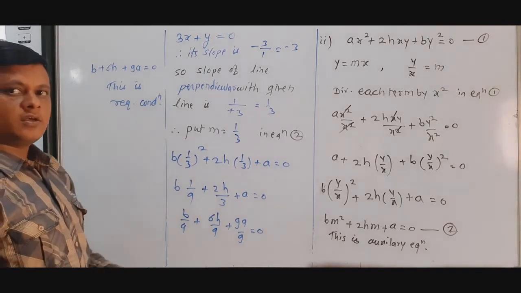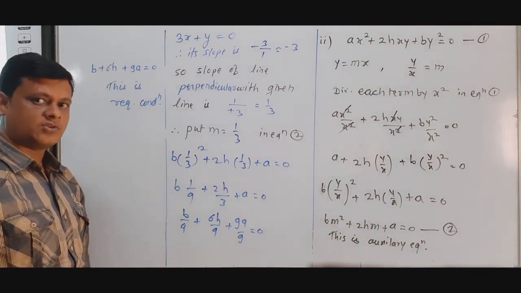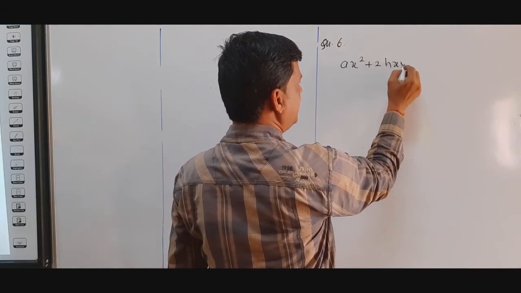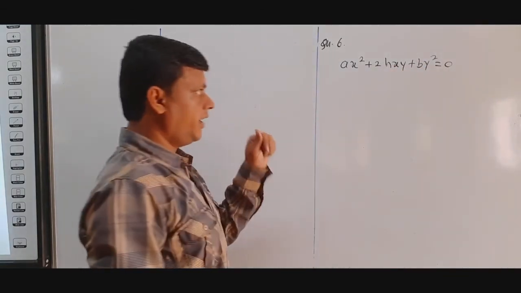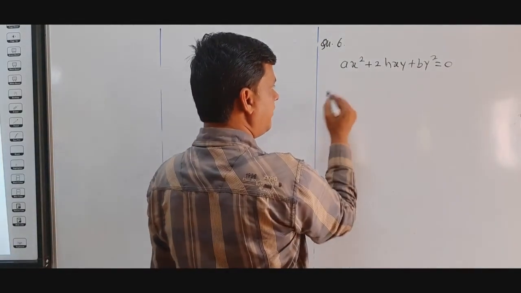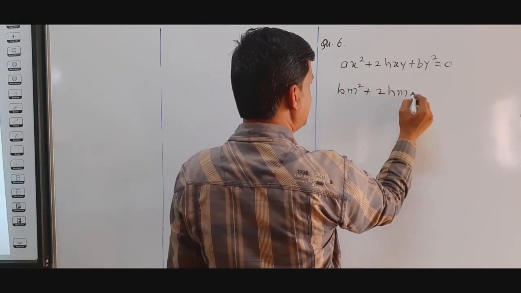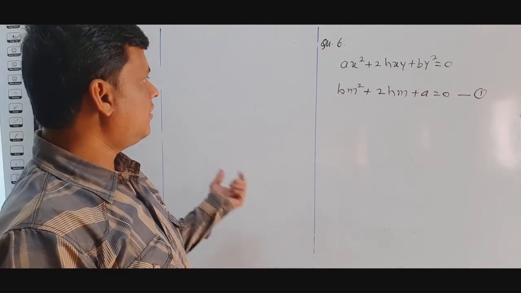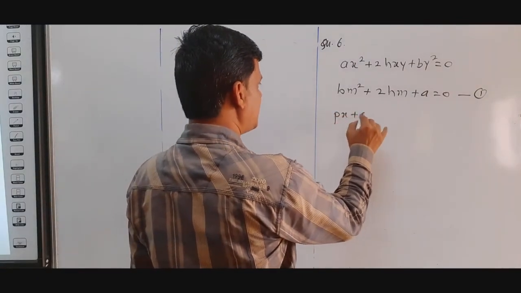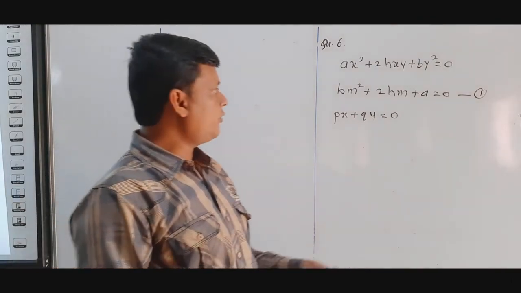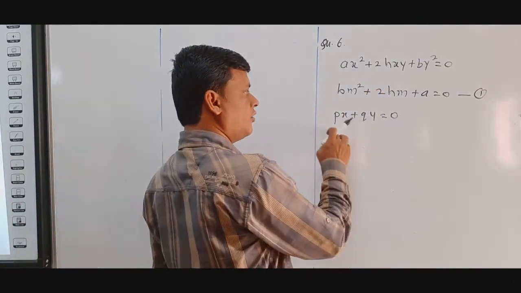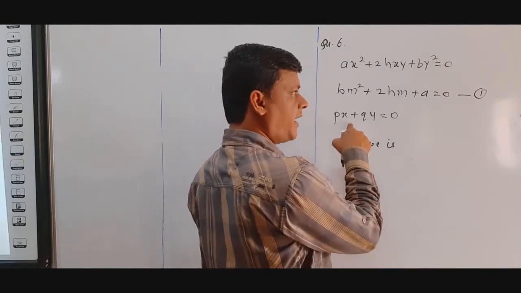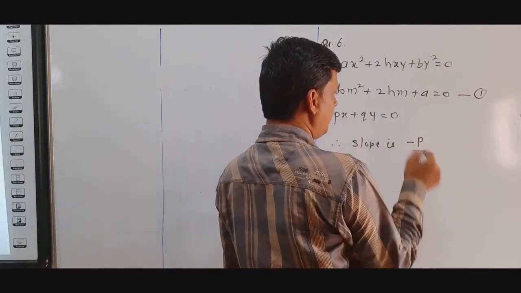So in this way we can find the conditions for the given equations. We first write the second degree homogeneous equation as ax square plus twice hxy plus by square equals 0. If the slope is m, we write its auxiliary equation as bm square plus twice hm plus a equals 0. So denote this as equation number 1. Now we are given that the line px plus qy equals 0 is perpendicular to one of the lines. So we have to find the slope of the given line. Therefore the slope is minus a by b. A is p here, so minus p by b. The value of b is q.